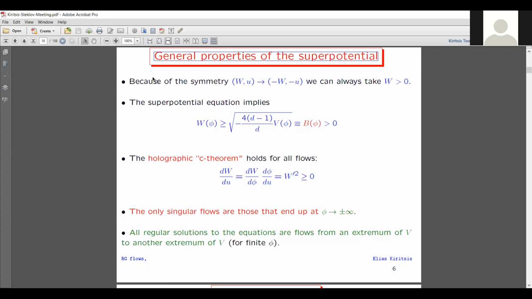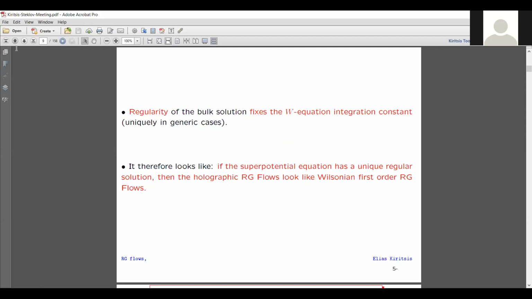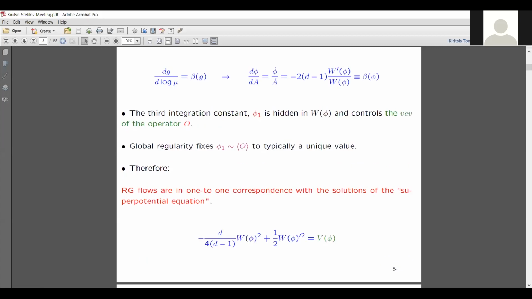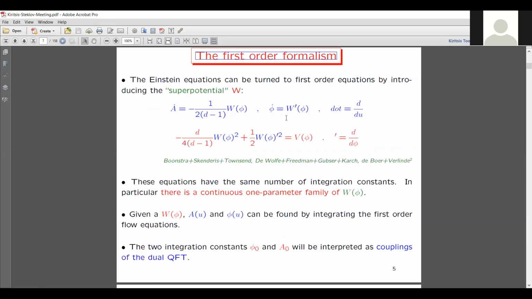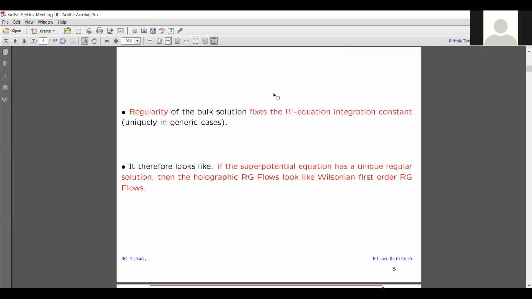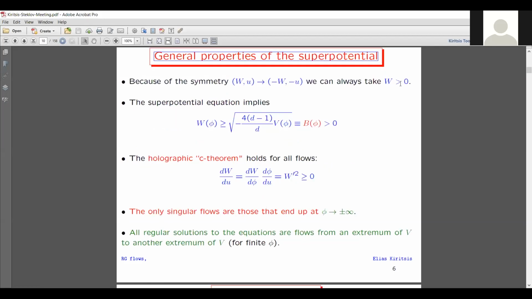First of all, if you remember the equation, there is a symmetry to changing the sign of W and also changing the direction of the flow, because if you change the sign of W, then you will have to change the sign of U here so that everything is consistent. And this is a symmetry, and by using this symmetry, we can always take the superpotential to be positive.